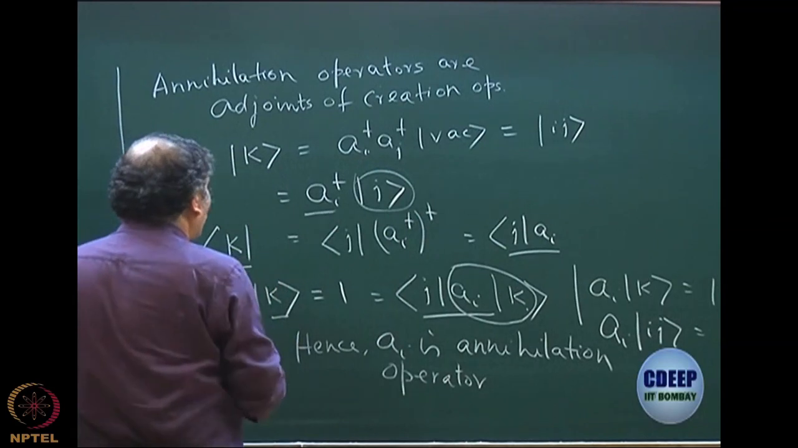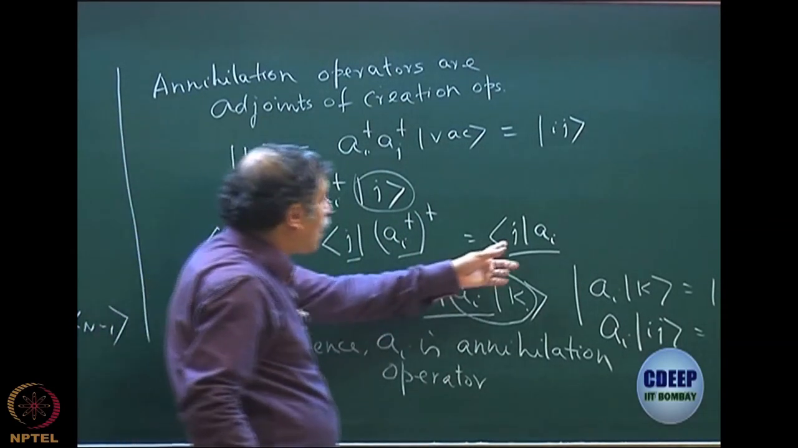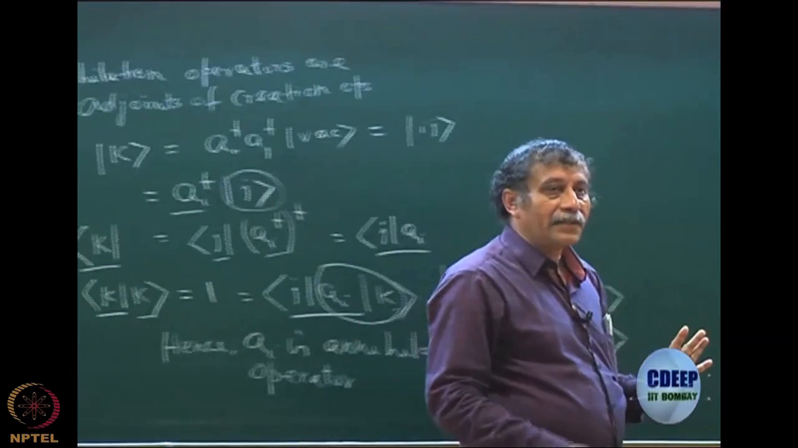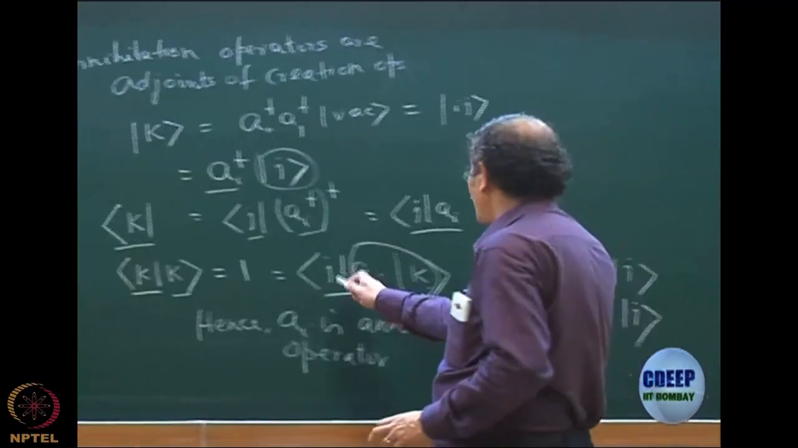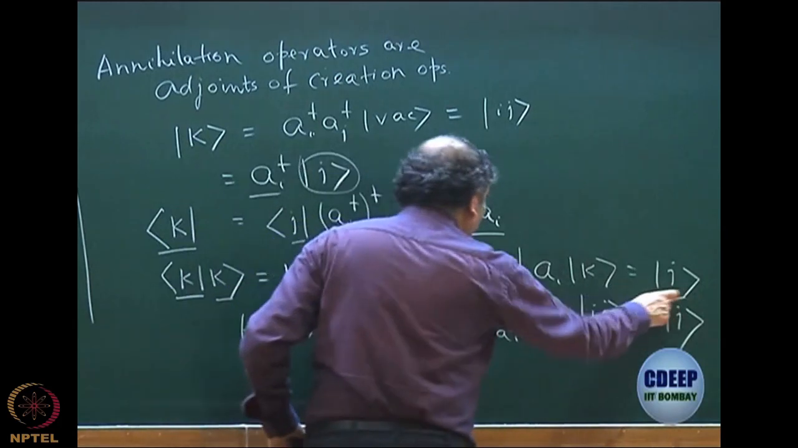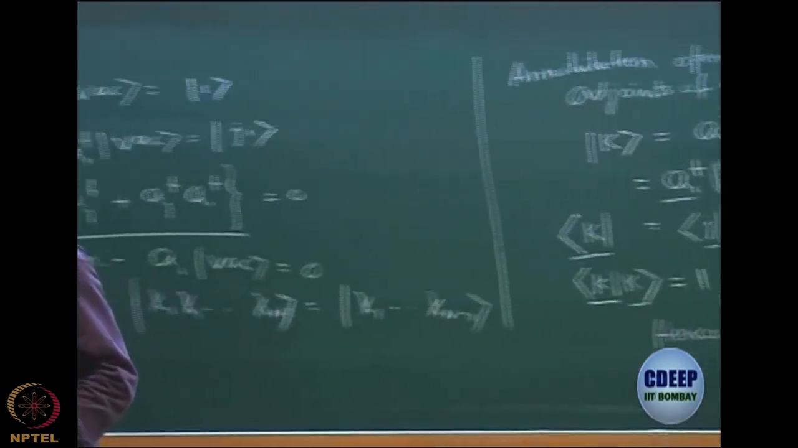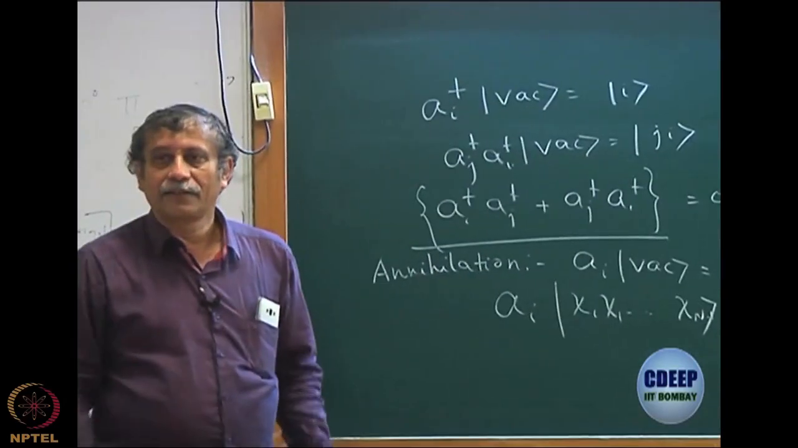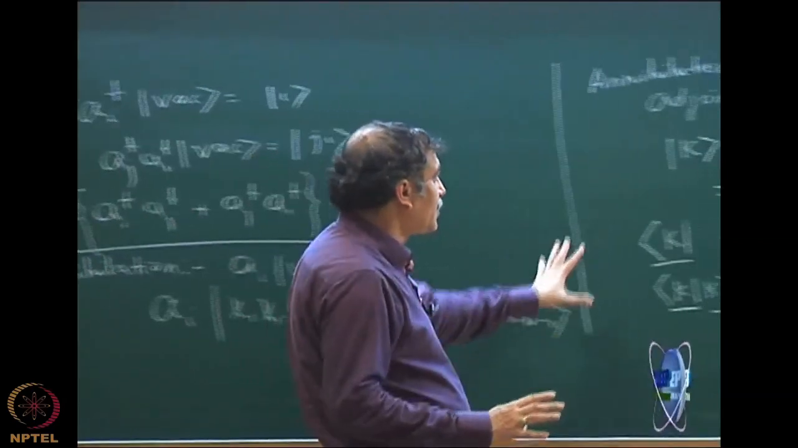And write this the conjugate of K as J AI dagger dagger, which is now defined as J AI, but this AI need not be an annihilation operator. Then I show that the J AI K must be equal to 1, which means AI K must be equal to J, which essentially means that AI annihilates on a spin orbital I from K. Is it clear? I hope everybody gets the logic. It's a little involved logic, but it's easy.